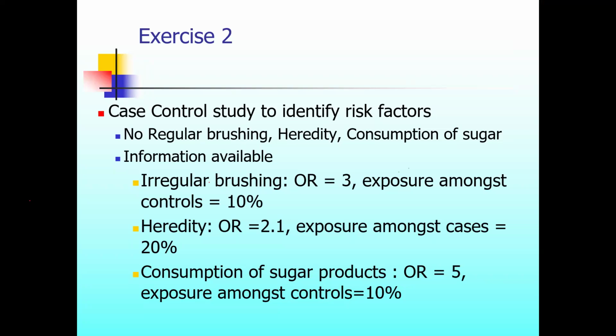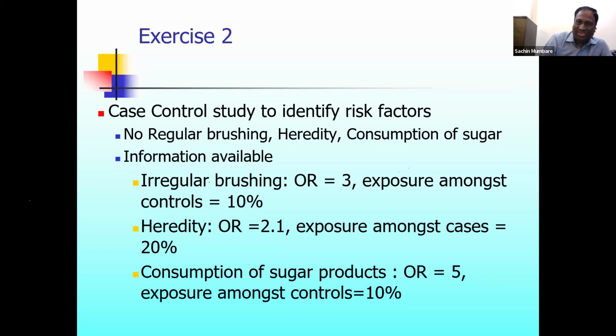I think they might have taken proportion of cases exposed, but here they have given proportion of exposure amongst controls. Now see, it's not exposure amongst cases, because that study has reported like that. That's why this data is available. It's not exposure among cases. 107. All of you agree with 107? Yes.